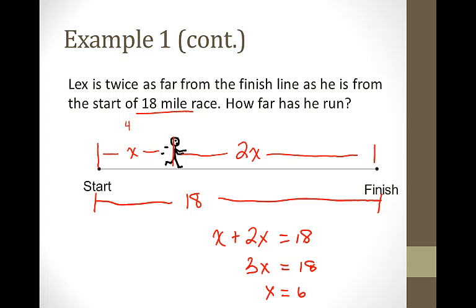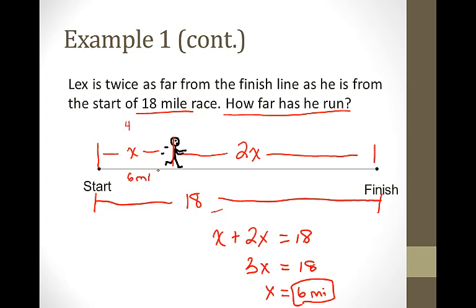So after you get this, make sure we've actually answered the question. So does 6 answer the question? So how far is he from the start of the race? How far has he run? That does answer the question if I put some units on here. So he's run 6 miles. So this is distance here, 6.